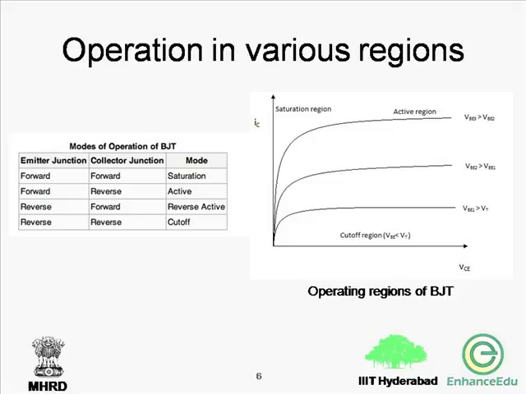Whereas if the emitter junction is reverse biased and the collector junction is forward biased, it gives rise to the reverse active region. If both of them are reverse biased, the device operates in the cutoff region. These different regions are depicted in the figure beside the table, that is, the operating regions of the BJT, and they also represent the IV characteristics of the BJT.